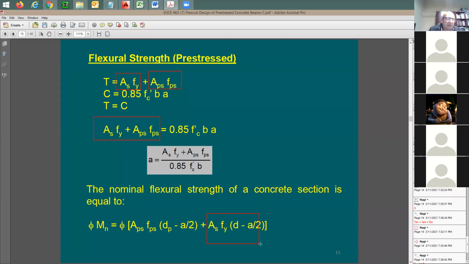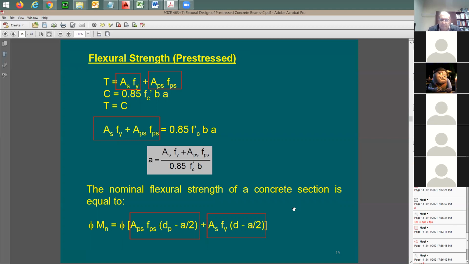It's going to be the conventional rebar effect, or term. And this is going to be the pre-stress strands effect. This one here includes APS, FPS, dP, and this is going to be AS, Fy, and just d. At the end, you multiply by the phi factor for the whole thing.